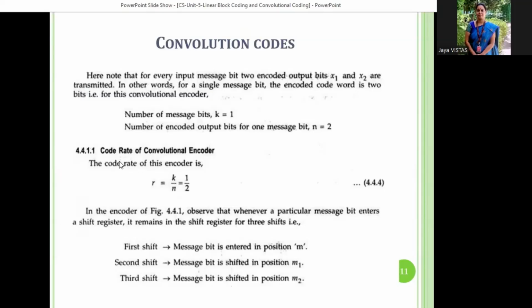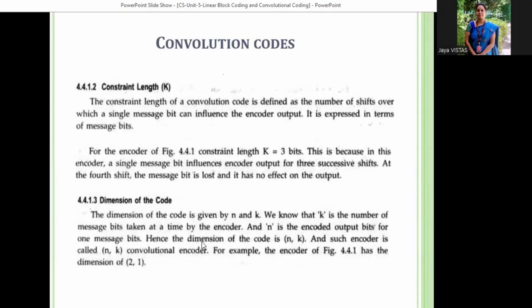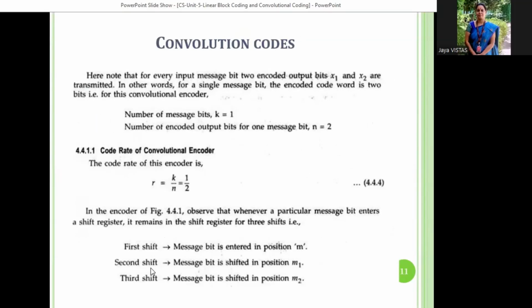Then, as already told, the code rate is k by n, the number of message bits divided by the total number of bits, which is equal to 1 by 2. So the code rate of the convolutional encoder is 1 by 2. Then the operation of the convolutional encoder: in the first shift, the message bit enters position M. Then the second message bit is shifted into M1. Then in the third shift, the message bit is shifted into position M2.